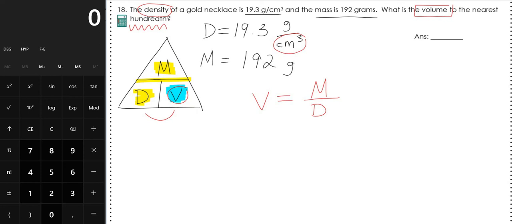So let's focus on what we're doing. We're trying to find volume. So we're going to plug in the values that we have. So volume equals, our mass, they told us, is 192 grams divided by our density, 19.3. I'm sorry, yes, 19.3.